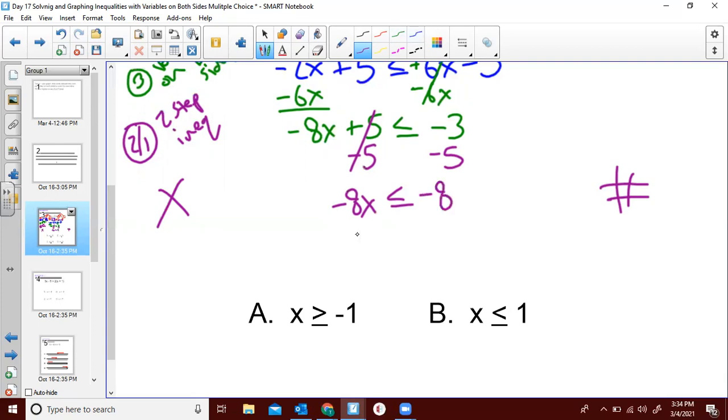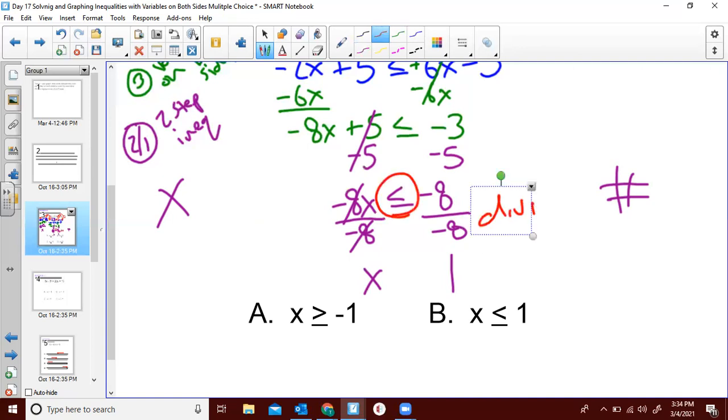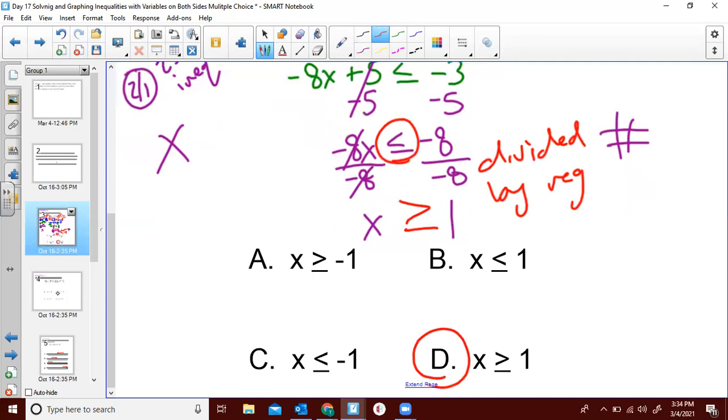My last step is to get my x by itself. Since this negative 8x is being held together by multiplication, I just divide by negative 8. Those cancel out. I'm left with x. Negative 8 divided by negative 8 is 1. Big thing here. What do I do with this inequality? Because I divided by a negative, and the same rule applies if you multiply by a negative, I have to switch the sign. All right, so my correct answer is D.